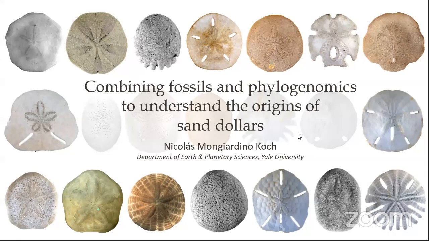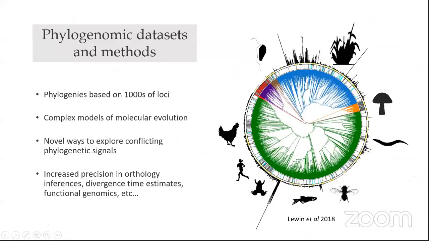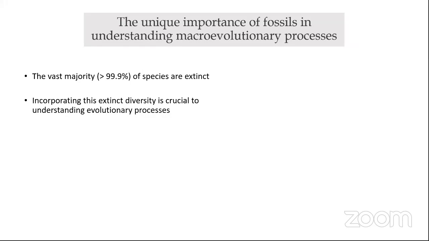And we've heard throughout this symposium amazing examples of how the phylogenomic revolution has drastically modified every single aspect of phylogenetic research, of functional genomics. But today, instead, I'm going to focus on the type of questions that phylogenomics cannot answer, at least not by itself. That type of questions broadly lies within the realm of macroevolution. The problem is that more than 99.9% of species that ever existed are now extinct, so incorporating this extinct diversity is obviously crucial to understanding evolutionary processes.